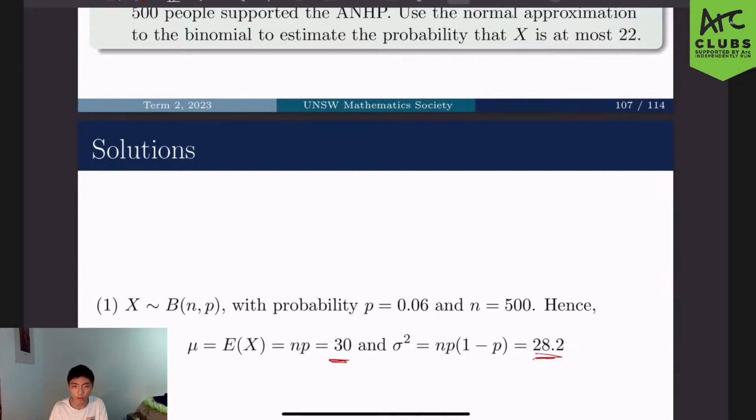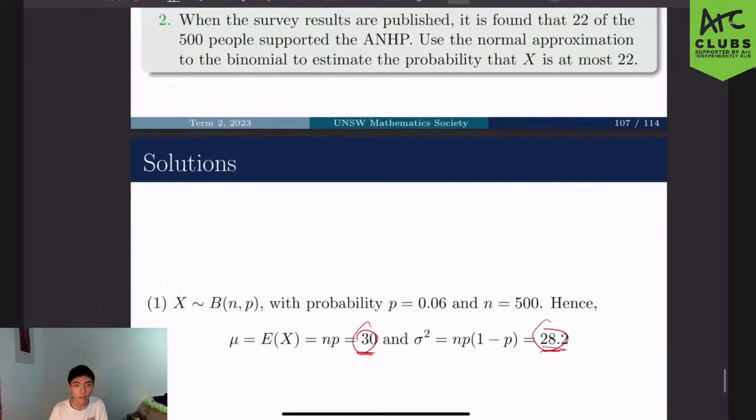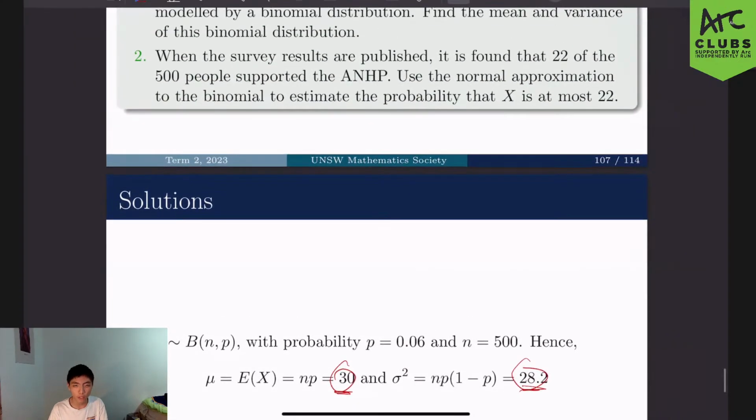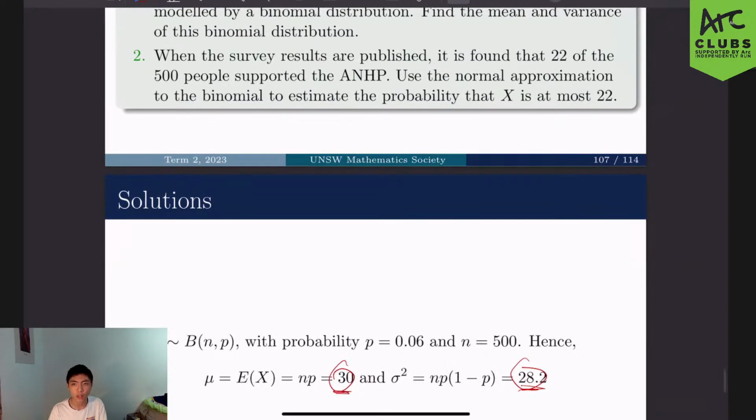Remember that you don't have to derive these values in the exam. You have access to your slides and your notes. Okay. When the survey results are published, it is found that 22 of the 500 people support the ANHP. Use the normal approximation to the binomial to estimate the probability that X is at most 22. So what we are looking for is the probability that X is at most, which means less than or equal to 22, right?